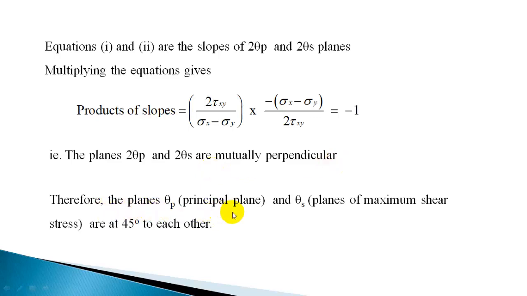So therefore the principal planes and planes of maximum shear stress are at 45 degrees to each other. 2 theta p plus 90 degrees is equal to 2 theta s. So that is the meaning of they are mutually perpendicular. Dividing by 2, you get theta p plus 45 degrees is equal to theta s. So the principal planes and planes of maximum shear stress are separated by 45 degrees. We have proved it in a general case.